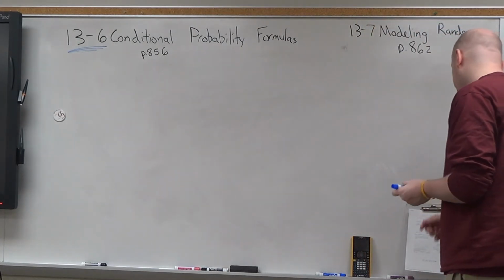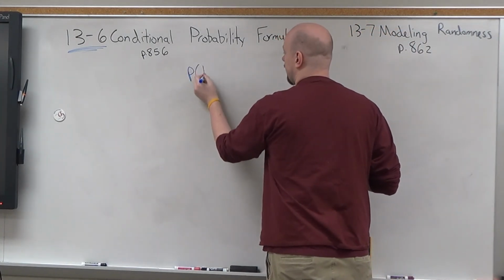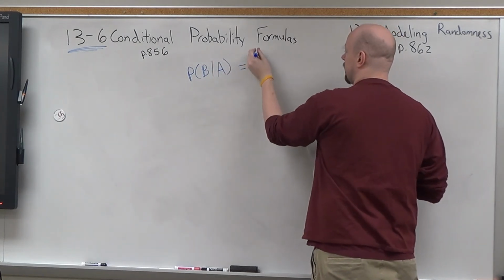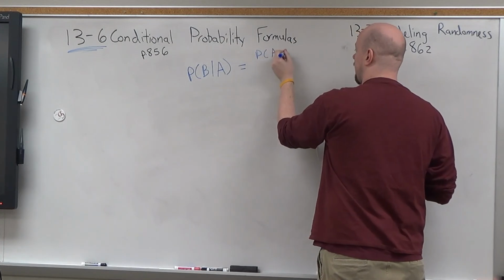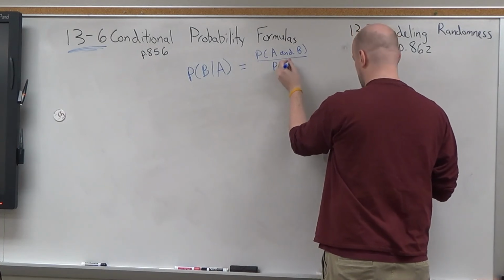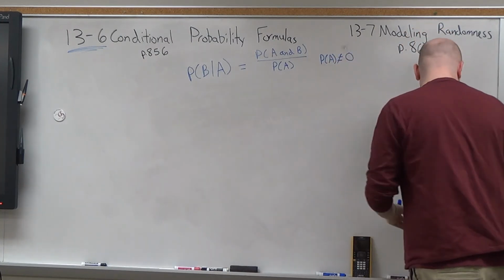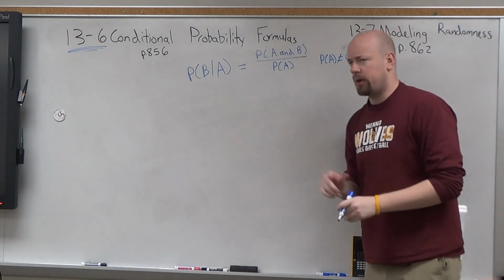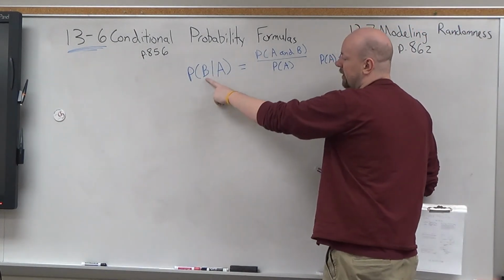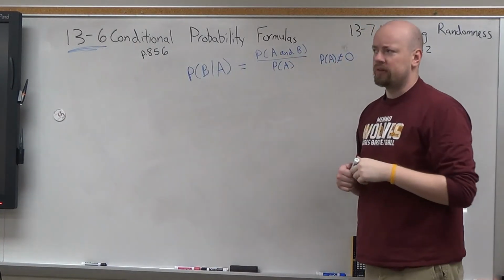Okay. So first, we need to talk about what the conditional probability formula is. So, the probability of B given A equals the probability of A and B over the total probability of A, given that the probability of A cannot be 0. Okay, so that should look pretty familiar with last week, where first of all, we need B to exist if A exists. The probability of both is what we're looking for, over the total probability of A in general.